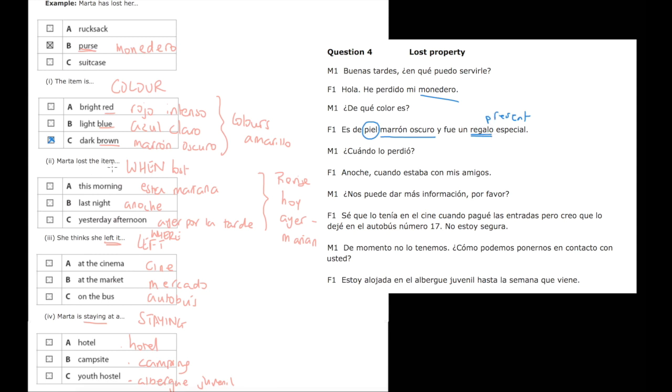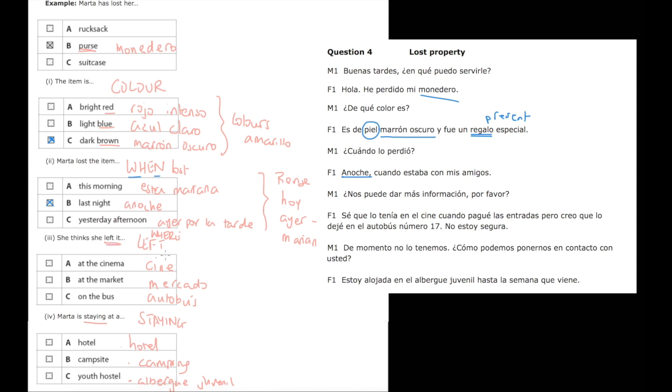Next one, Marta lost the item when. ¿Cuándo lo perdió? Anoche. Cuando estaba con mis amigos. So, anoche, last night. Here we go. And, as I said, this is one of the favorites. This is one of those words that tend to appear quite a lot, so worth remembering.